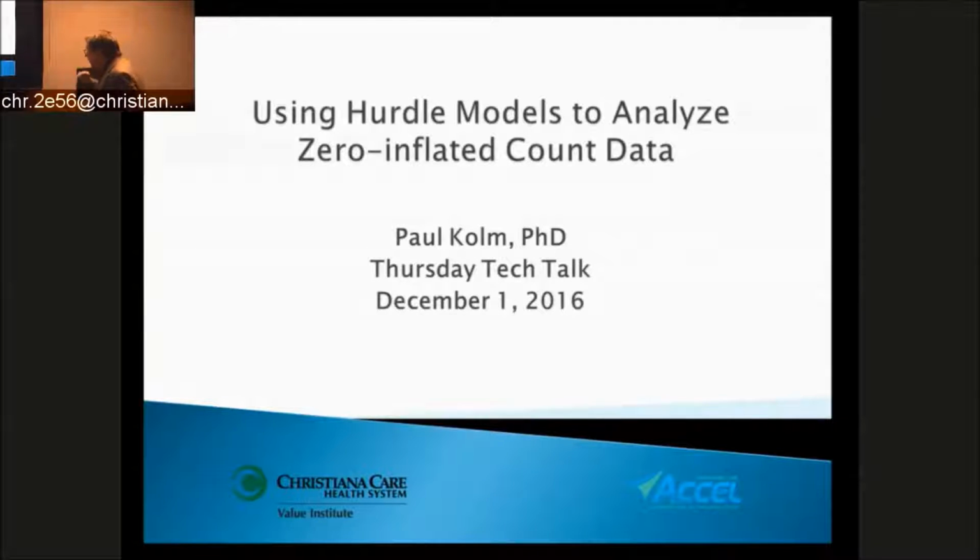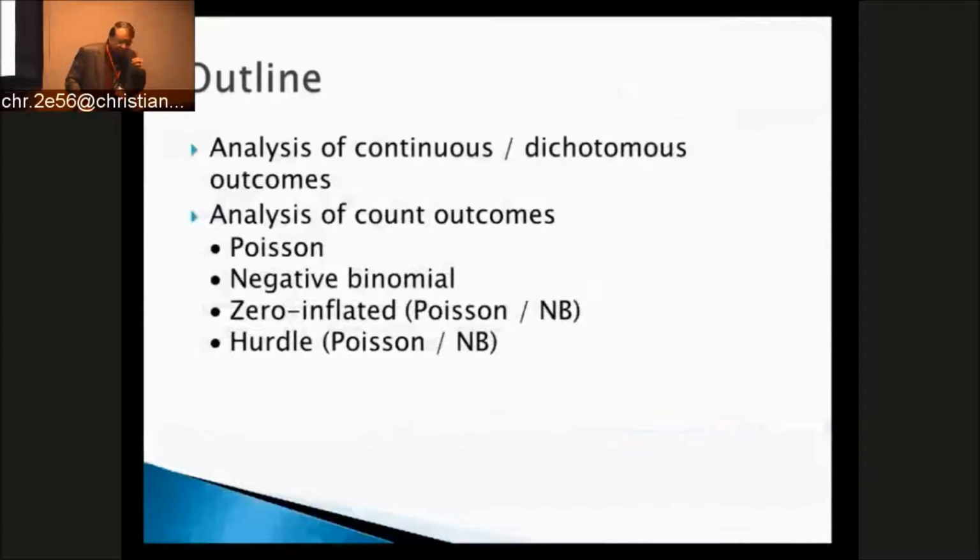So let me begin by saying that this is really easy stuff, except for one part of it, which is a little less easy to understand. Let me begin by giving you an outline of where I'm going to go. I'm going to take a couple of slides to talk about analyzing continuous and dichotomous outcomes, to give you a context in which we then put the analysis of count data.